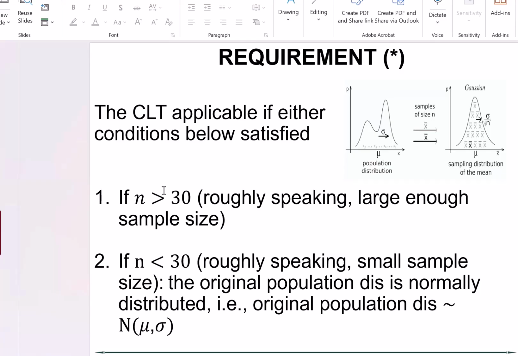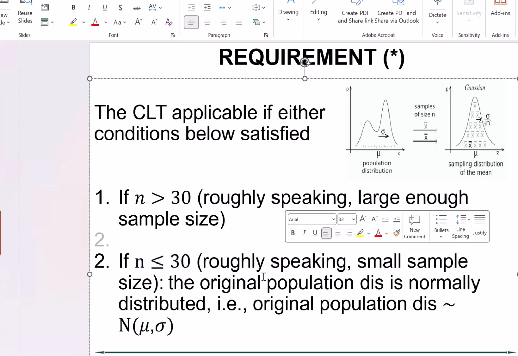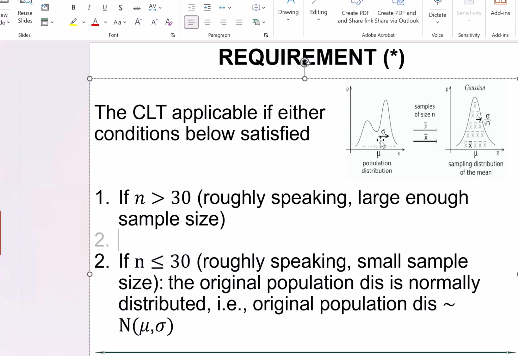And in the case we have a smaller sample size, say n less than 30, maybe we can put an equal sign here, just speaking like that, then in order to apply the central limit theorem, we require the original distribution to be a normal distribution. If we have a small sample size and your original distribution is not normal, the central limit theorem is not applicable. So with a small sample size, n less than or equal to 30, we require the original distribution to be normal.